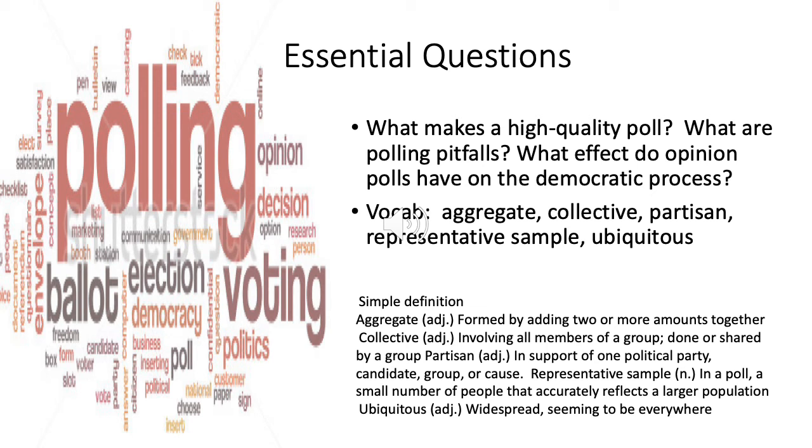Partisan is also an adjective meaning political party. So you belong to a partisan, you're a specific party. Let's see, what do I have next? Representative sample is a noun. In a poll, a small number of people that accurately reflects a larger population. Ubiquitous means widespread, seeming to be everywhere. So take a second to write down those particular vocab words. They'll come up in the video that's on your assignment.